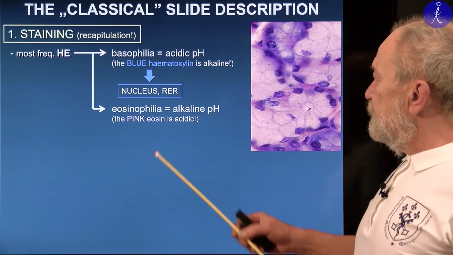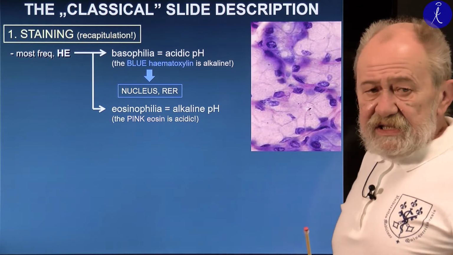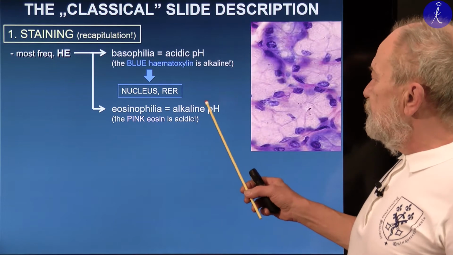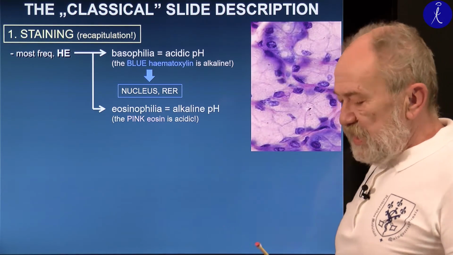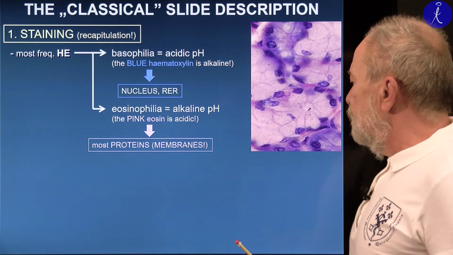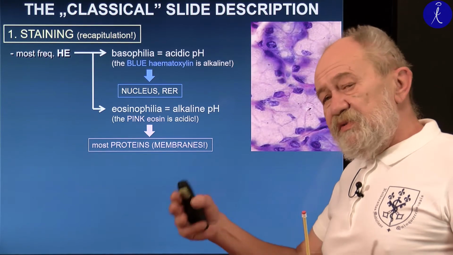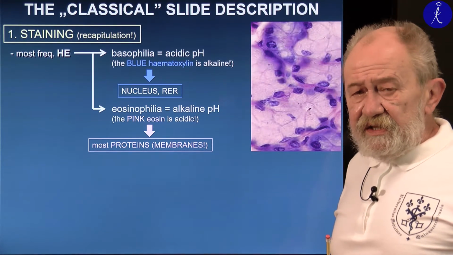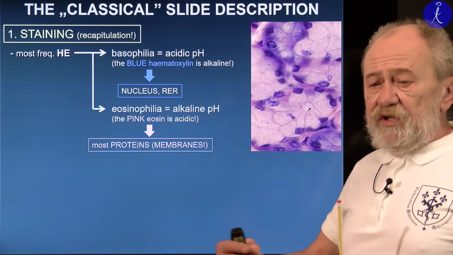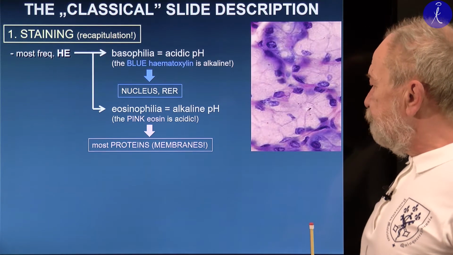The other component is the eosin, which is pink, and eosin is an acid, so it loves to bind to alkaline things. So eosinophilia is the same as alkaline pH. Most proteins have this alkaline pH, so anything rich in membranes, rich in membranous structures, later we are going to get there again. The membrane-rich structures, rich in mitochondria, for example, should appear eosinophilic, should appear pink.